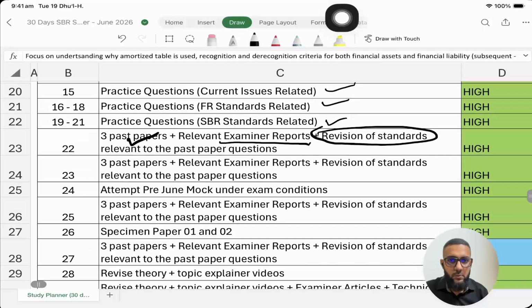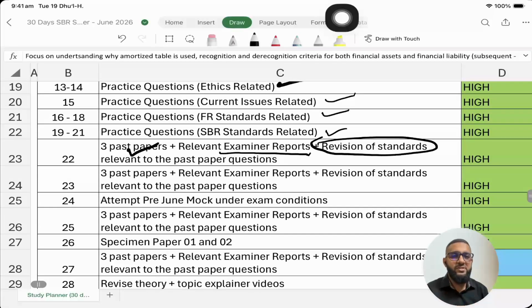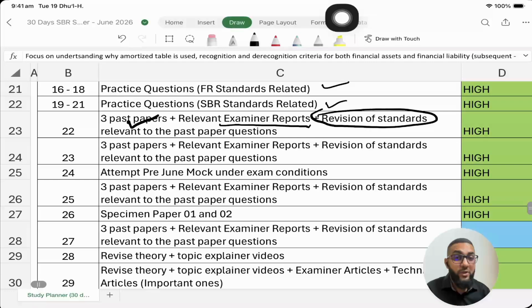Okay? Right. So day 13 to day 21 is practice questions. You use Kaplan, BPP, whatever materials you can use, because those are also past paper questions. But from day 22 onwards, you start doing past papers. So day 22, 23 is going to be the same setup: 3 past papers, the relevant examiner reports. Review your answer, look at the areas that you found difficult or did not manage to complete, and go and revise those standards. Try to recall, try to see what went wrong, why did it go wrong.